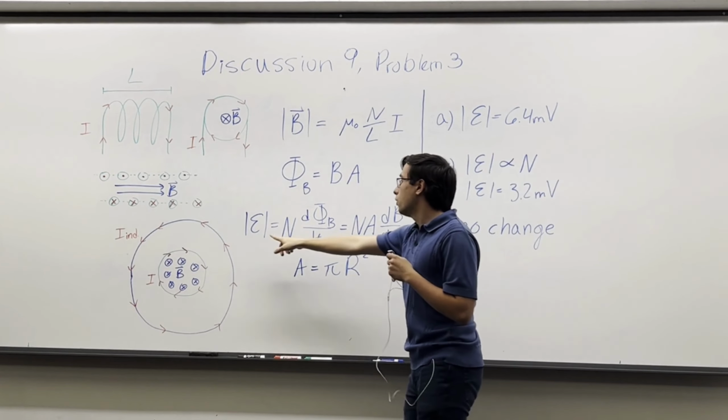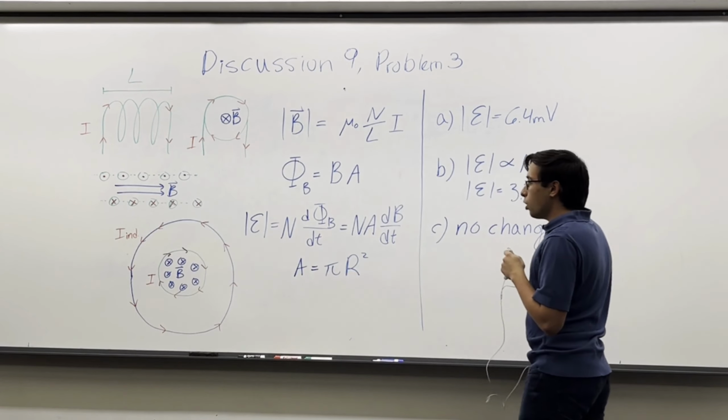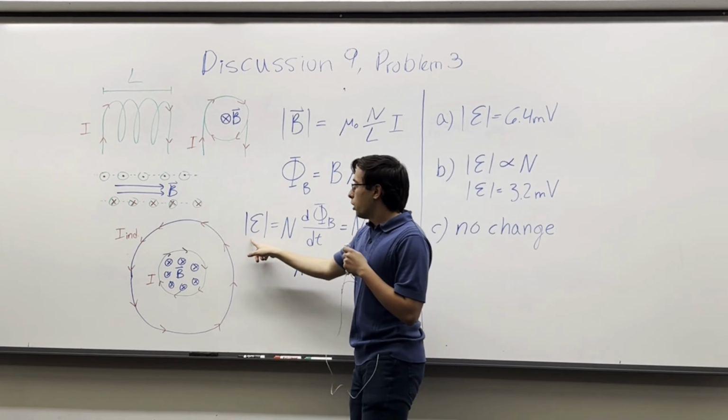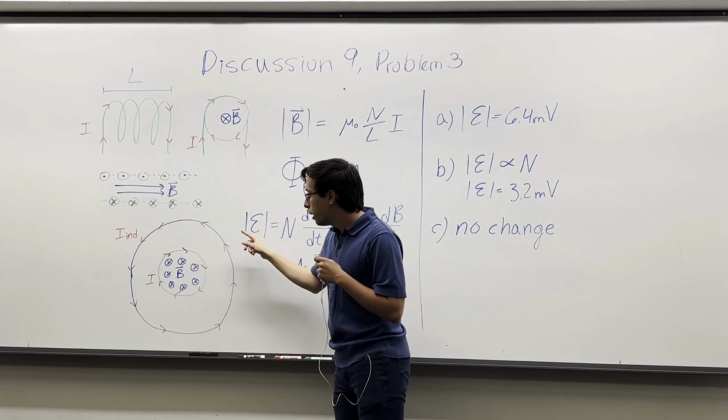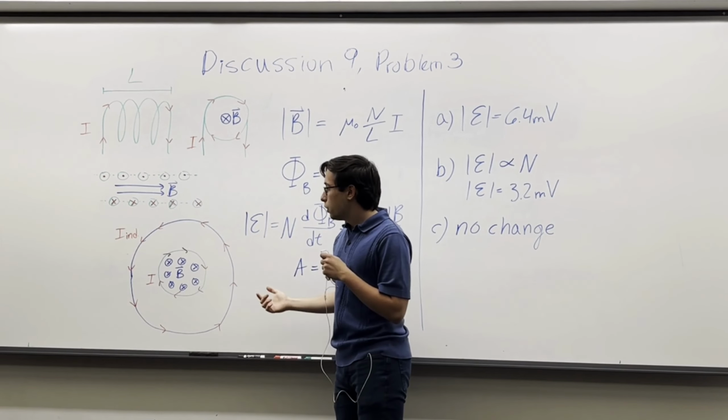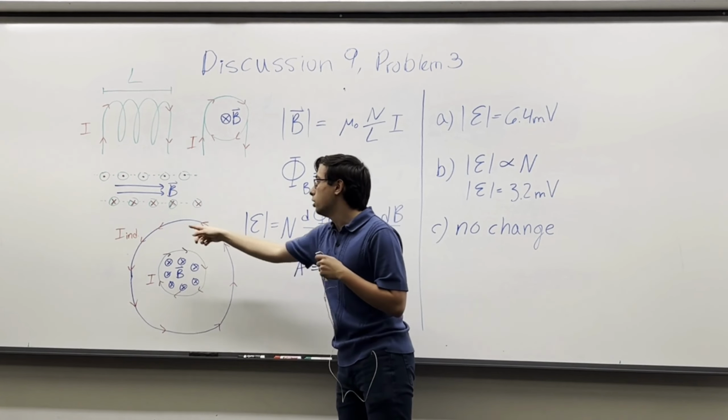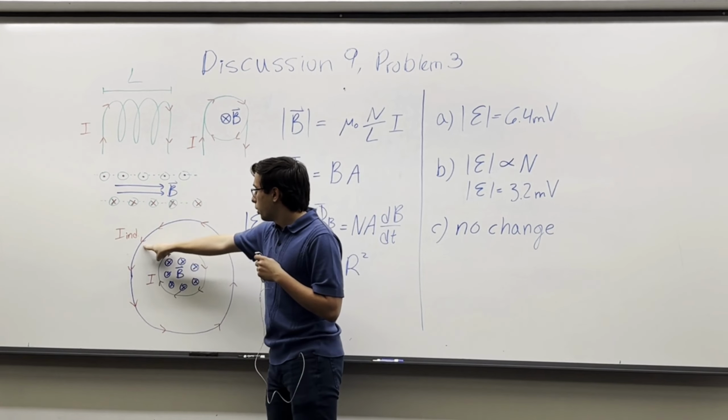This epsilon is a voltage, and that's why we get a current. When we have a voltage across our wire, that wire has some sort of resistance, and then through Ohm's law we get our induced current, which I have labeled here.